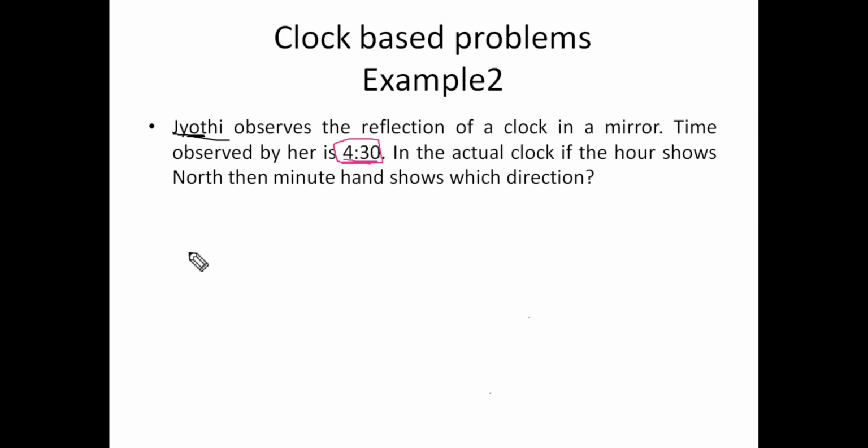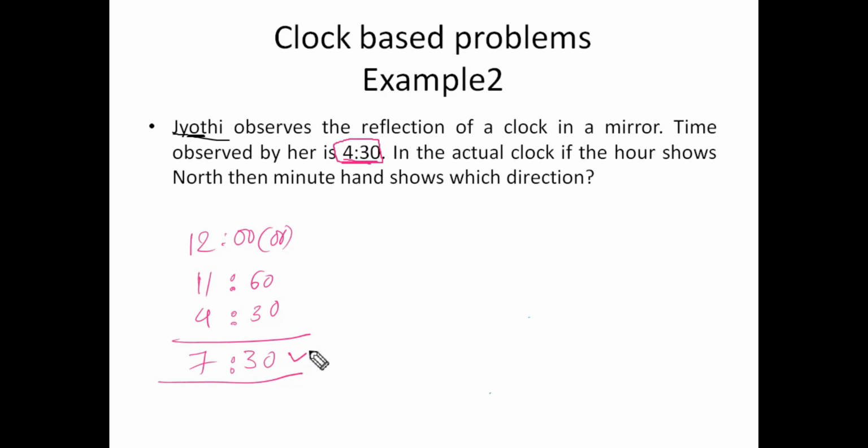To find mirror times, simply subtract the given time from 12 hours. 12 hours or 11 hours and 60 minutes, because both are same. So I'm subtracting the given time 4:30 from 11:60. Subtract: 11 minus 4 is 7, 60 minus 30 is 30. That is 7:30. So this is the actual time shown by the clock.